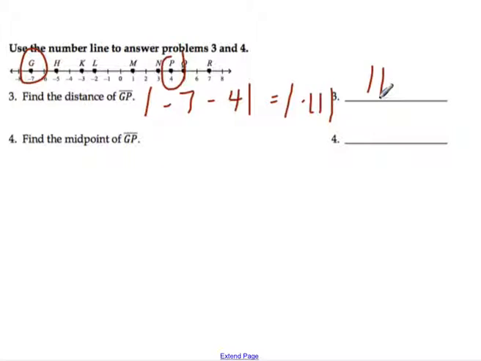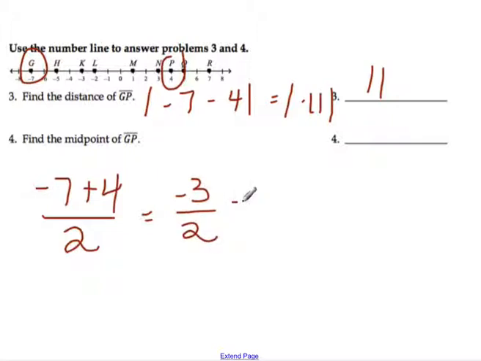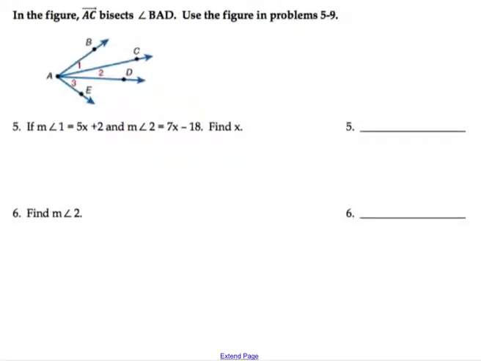Now, to find the midpoint of GP, all you're going to do is add the 2 points together. So I take the -7 for G and the 4 for P, and then I'm going to divide them by 2. Again, I want to add the tops first. -7 plus 4 is -3, and then we're going to divide by 2, and when I do that, I get a -1.5. So the midpoint between those 2 points is -1.5 for number 4.